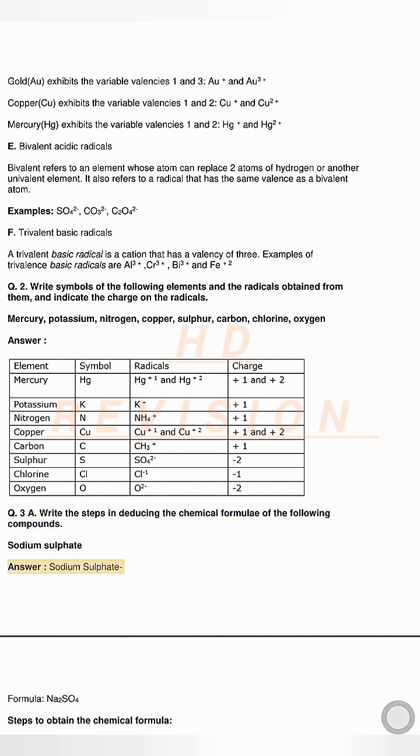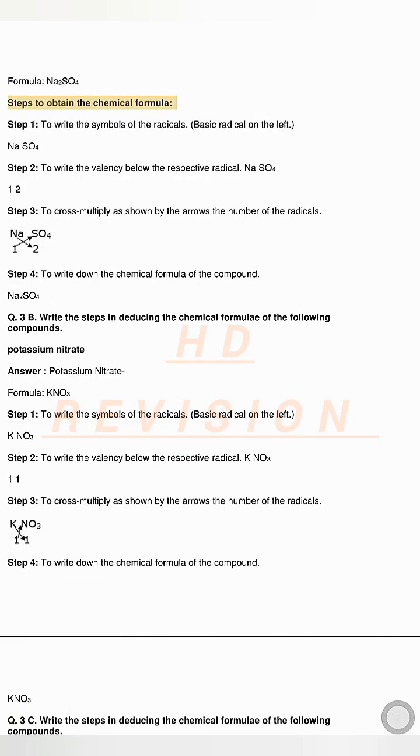Sodium sulfate. Answer. Sodium sulfate. Formula: Na2SO4. Steps to obtain the chemical formula. Step 1. To write the symbols of the radicals, basic radical on the left: NaSO4. Step 2. To write the valency below the respective radical: NaSO4, 1, 2. Step 3. To cross-multiply as shown by the arrows the number of the radicals. Step 4. To write down the chemical formula of the compound: Na2SO4.